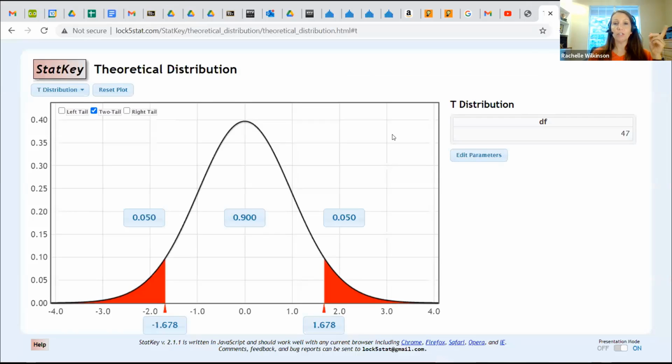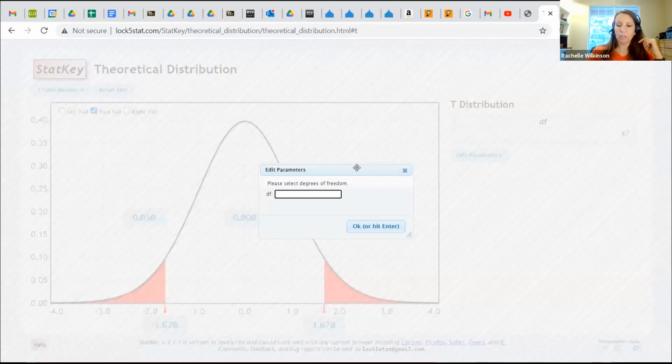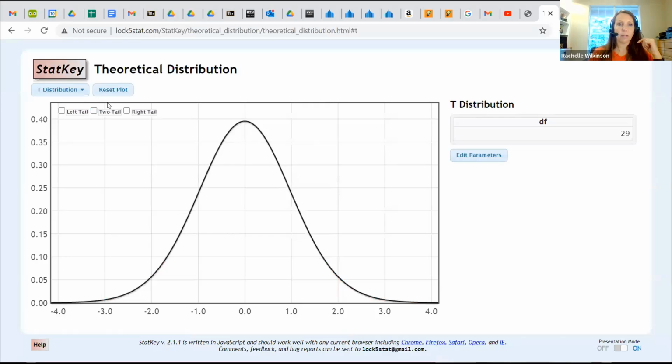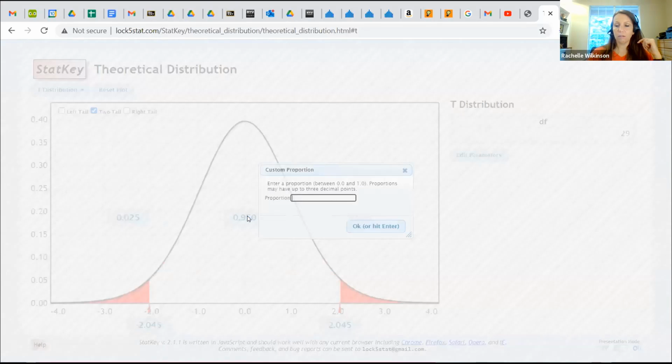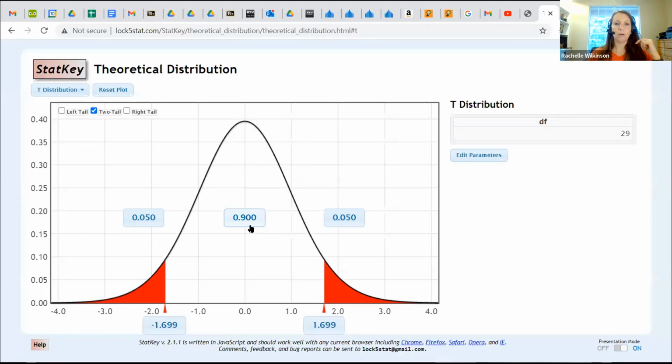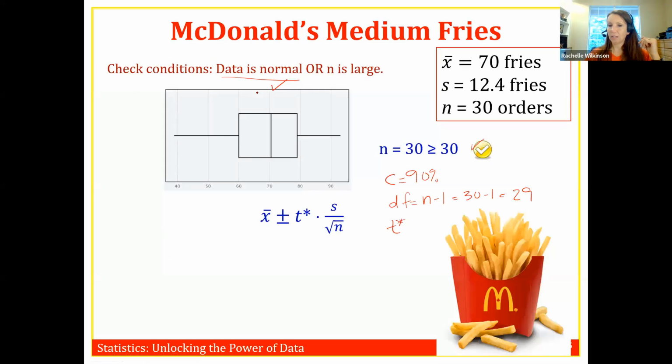All right, now if I wanted to do that over here in StatKey, I would change my degrees of freedom to 29, click on two tail, put in 0.90 in that center box there, and I get 1.699. So same thing either way. So 1.699 is what I'm going to use. So back here, my T star equals 1.699. Now I have everything I need. All I have to do is plug it all in and do the math, and we'll be all set.